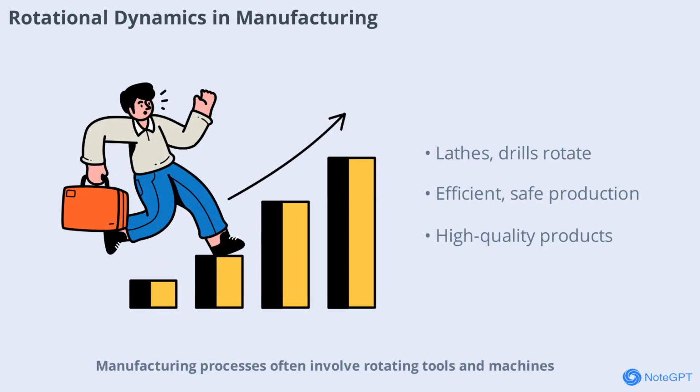Manufacturing processes often involve rotating tools and machines, such as lathes and drills. Understanding rotational dynamics helps engineers optimize production, reduce waste, and improve safety. By mastering these principles, manufacturers can create high-quality products efficiently and reliably.